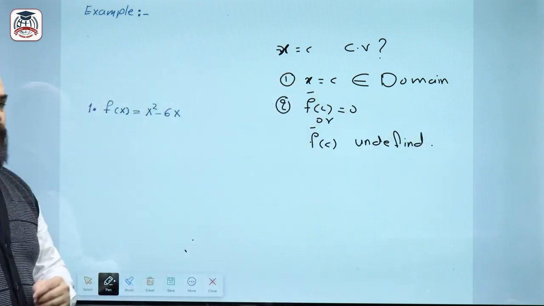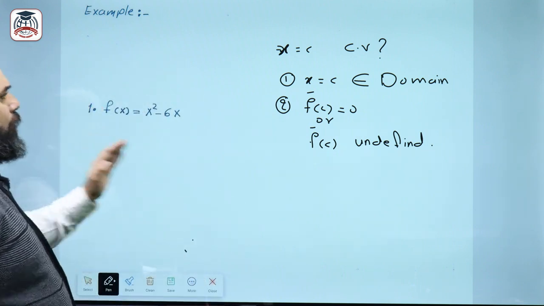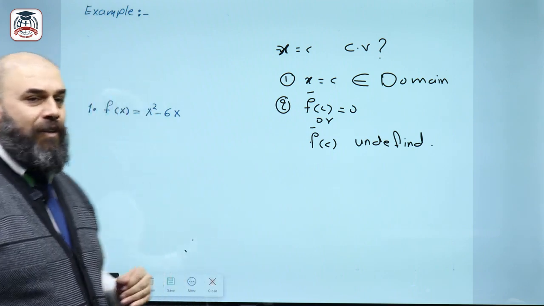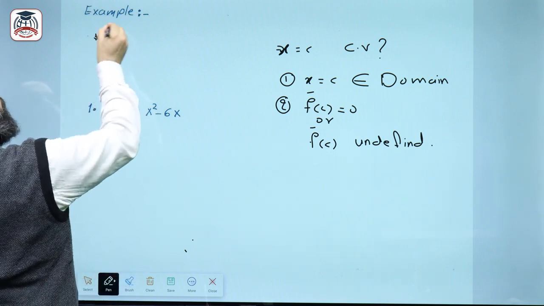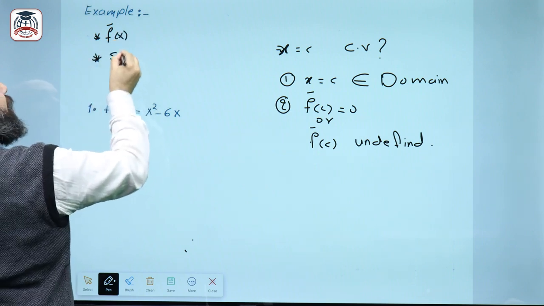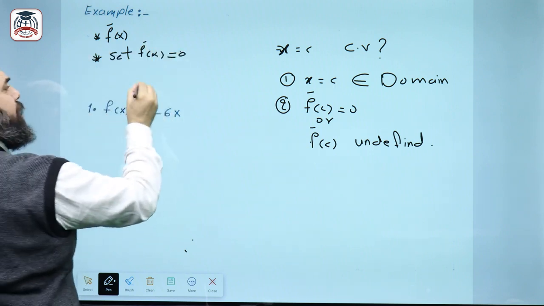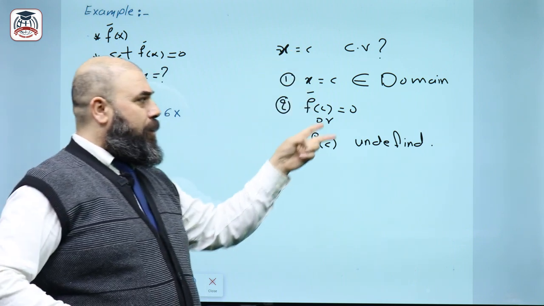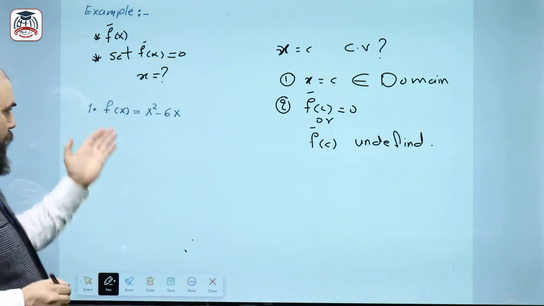Okay. Let's go to the first example. First step to finding the critical value, take the derivative of the function. Second step, set f prime of x equal to 0 to find the value of x. If x satisfies these two conditions, then x is a critical value.